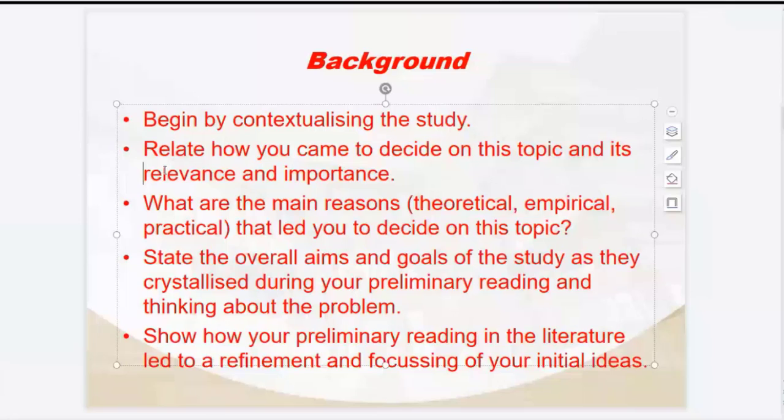This might be theoretical, empirical, or practical. The background must also state the overall aims and goals of the study as they crystallized during the preliminary reading and thinking about the problem. And I want to emphasize at this stage that we will tend to understand the problem or the research topic after thorough literature research.